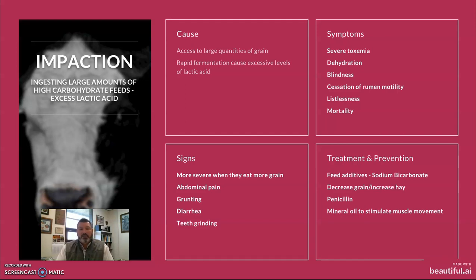Symptoms of this one, and symptoms and signs are very tightly related here. You'll have a bunch of different things that could go on. They could have diarrhea, they could grind their teeth, they could be dehydrated, even short stints of blindness. But basically, treatment and prevention: a little bit of sodium bicarbonate helps even out the rumen pH and get them back going again. Potentially some penicillin, and then administer some mineral oil in order to stimulate muscle movement, and that would need to be done via bottle or tube fed.